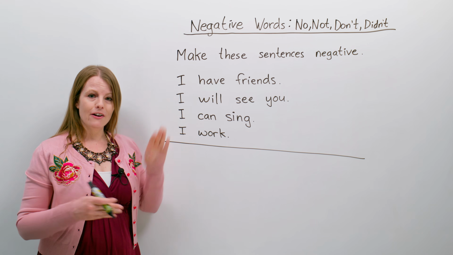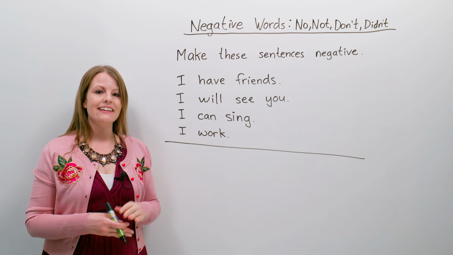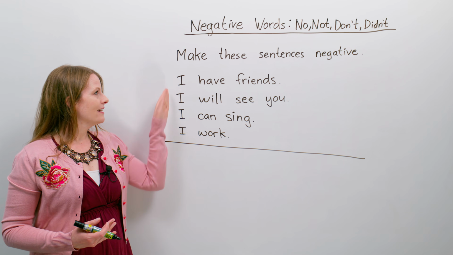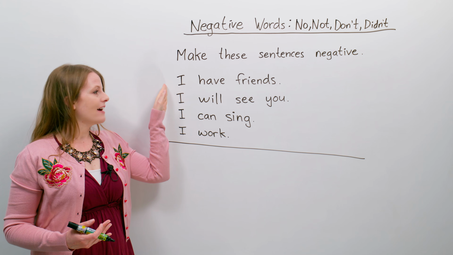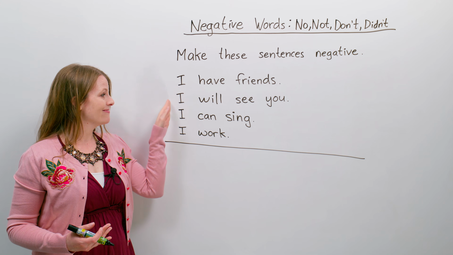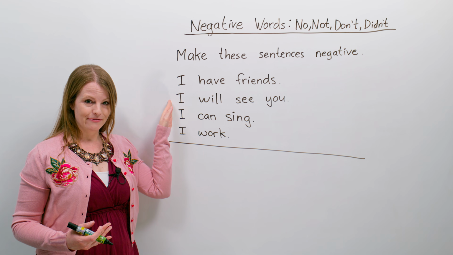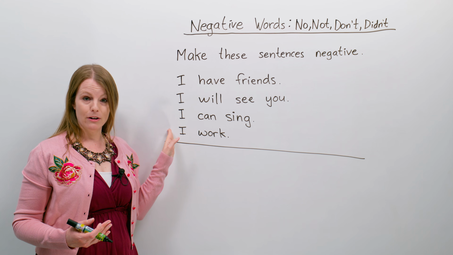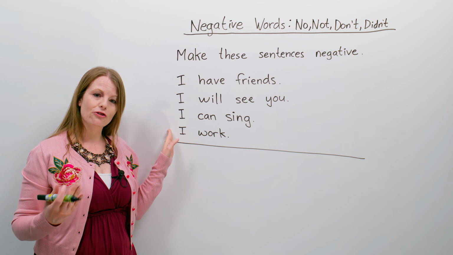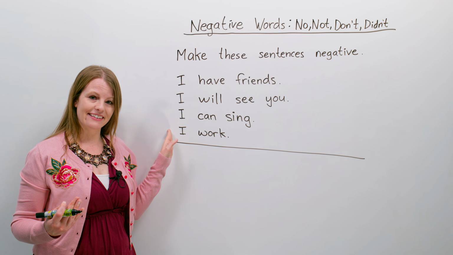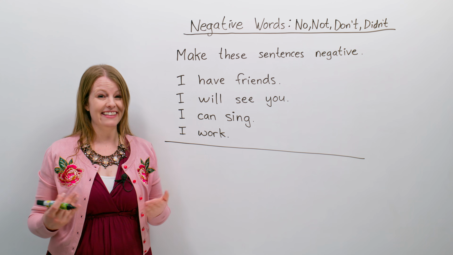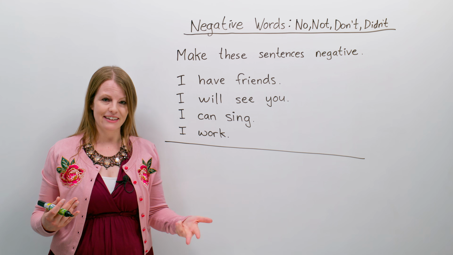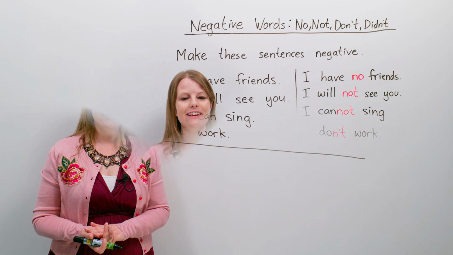So I have 4 sentences. Let's make these sentences negative. The sentences are: I have friends, I will see you, I can sing, and I work. Can you try to make these sentences negative with words like no, don't, didn't, doesn't, and not?